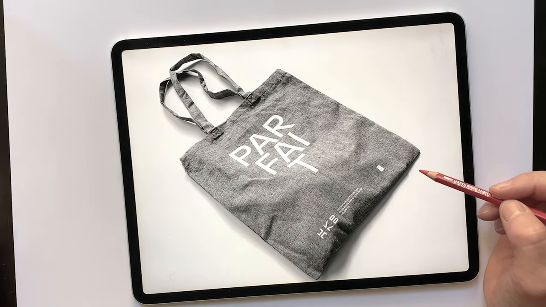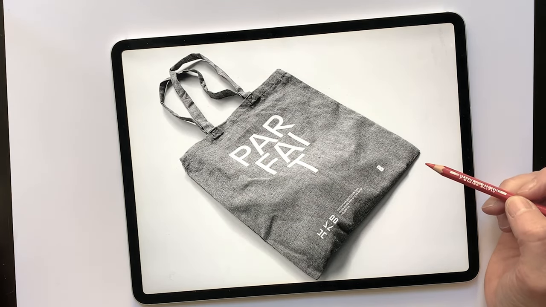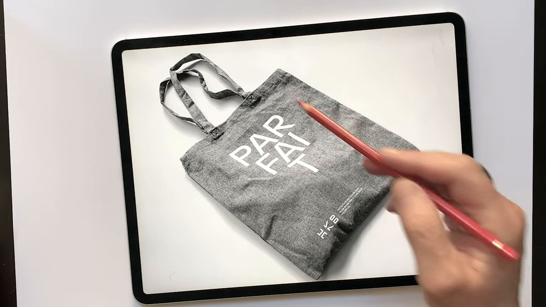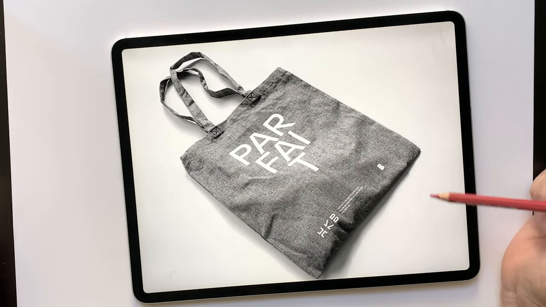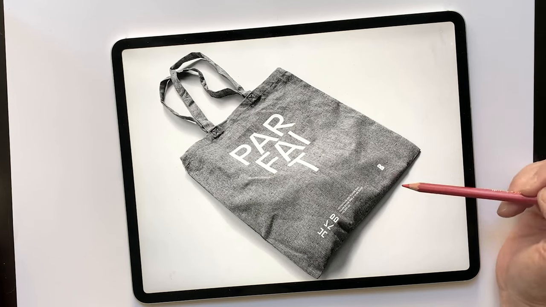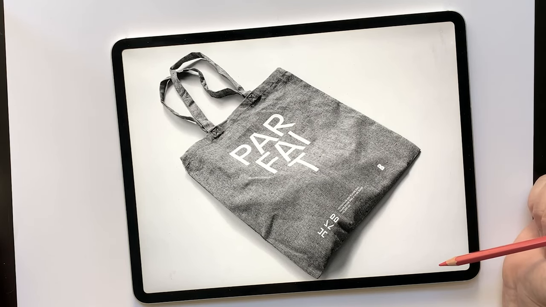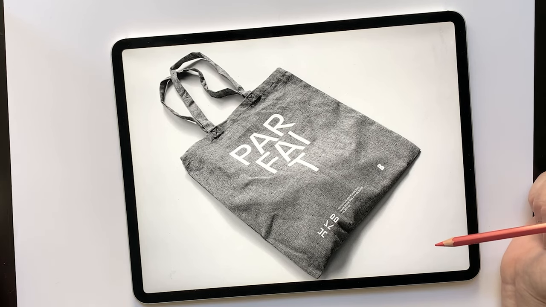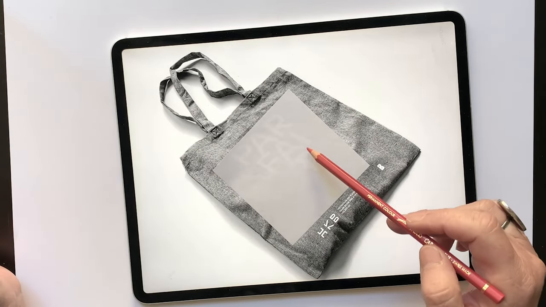This is highlighting the line. As an object, we have here a tote bag, and this tote bag is actually a rectangular object. But when we look closer, these edges here are not 90 degrees. But we think they are. Everything is a little bit distorted because of the perspective, and we want to observe this here.